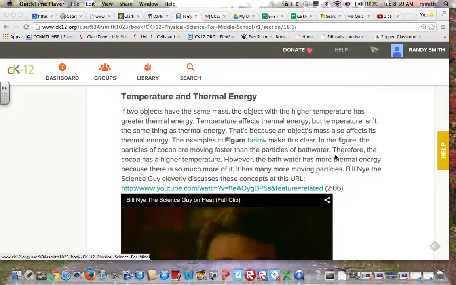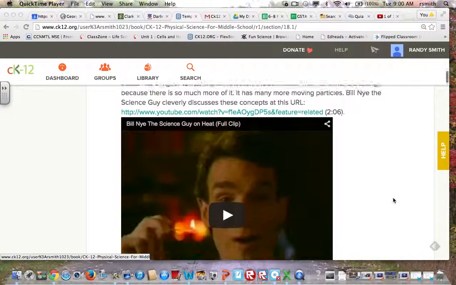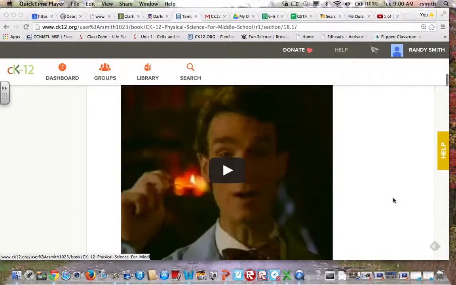In the figure, the particles of cocoa are moving faster than the particles of bath water. Therefore, the cocoa has a higher temperature. However, the bath water has more thermal energy because there is so much more of it. It has many more moving particles. Bill Nye the Science Guy cleverly discusses these at this address. So we're going to take a look at this video right now.